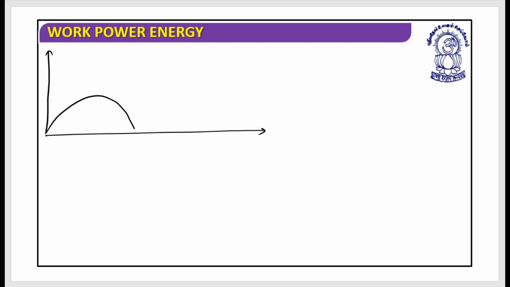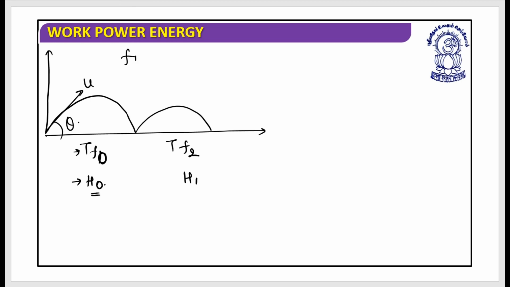This is the first. Let's say this is the second. Now you know all the terminology, all the parameters. This is u, this is theta. The time of flight of this is t1, and the time of flight of this is, let's suppose, t naught. H max is h naught, and this is h1. Yes, go with this.